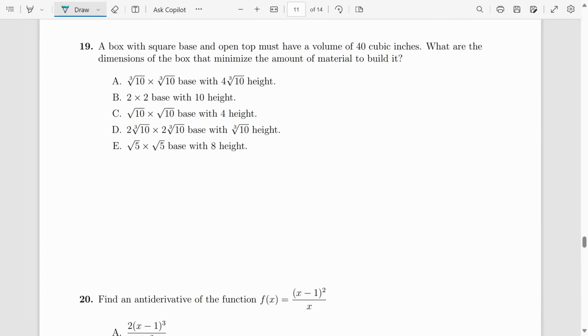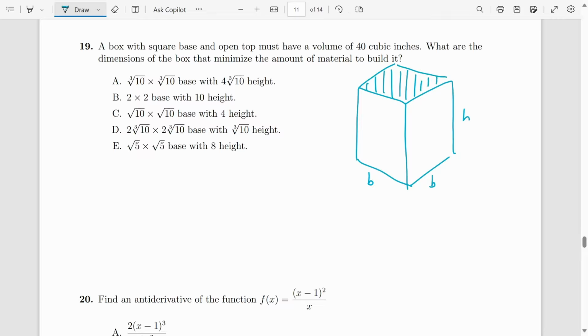Question 19. A box with a square base and an open top must have a volume of 40 cubic inches. What are the dimensions of the box that minimize the amount of material to build it? All right, let's draw this out. We have a box with an open top and a square base. So let's make this base length B and a height of h. This is open at the top, and we have to figure out the minimum amount of material that will make the volume equal 40 cubic inches.